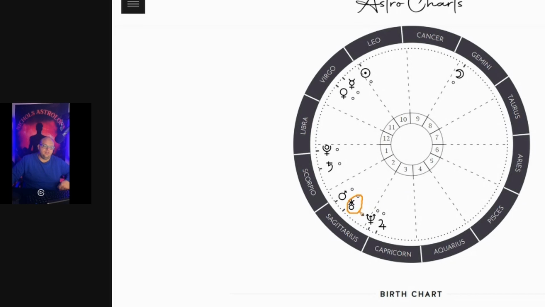But Uranus is a really interesting planet. It's about revolution, rebellion, like the iconoclast rabble-rouser of the zodiac. It's about independence and individuality. It's about abstract thinking. It's kind of about technology and science.